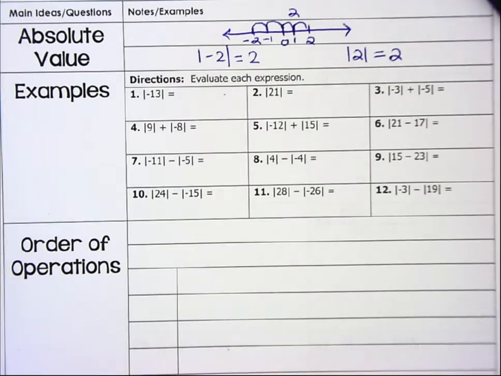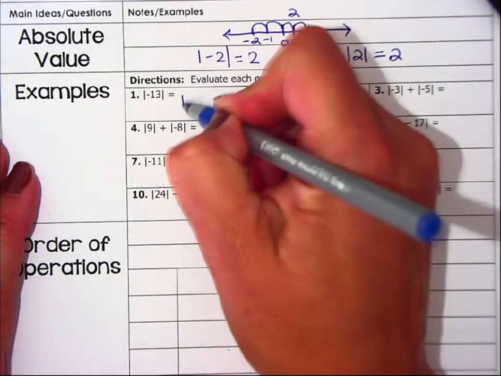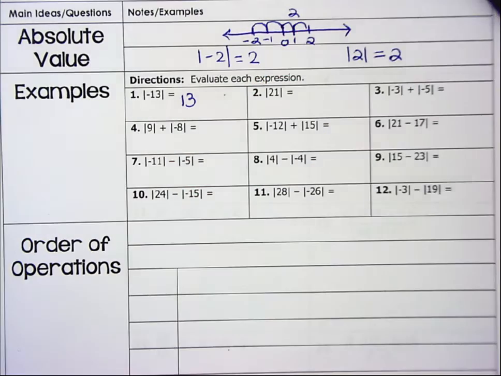Distance away from 0 is always going to be a positive number. You can be 5 units away from 0 or 10 units away from 0, and so absolute value is always going to be a positive number. Distance is always going to be a positive number. So the absolute value of negative 13 is just going to be 13. The absolute value of 21 is going to be 21.